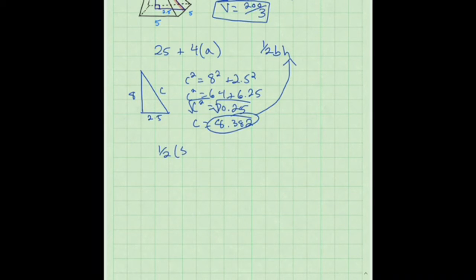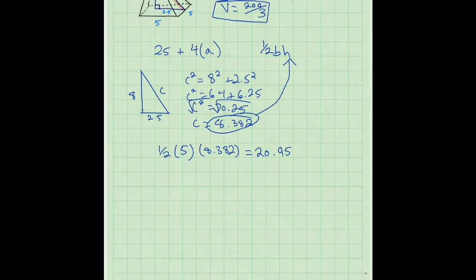1/2 base is 5, and base length, now we use base length because it's just one of the triangles, and 8.382 equals 8.382 times 5 equals 20.95.